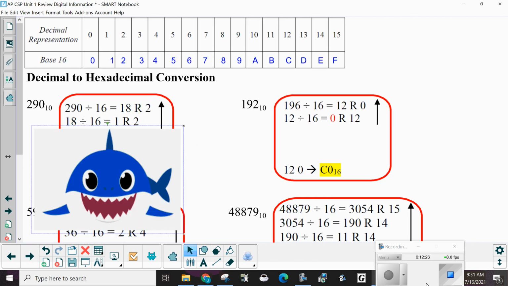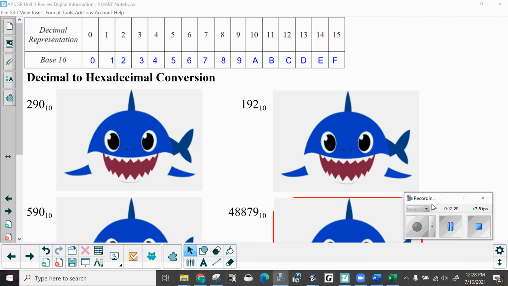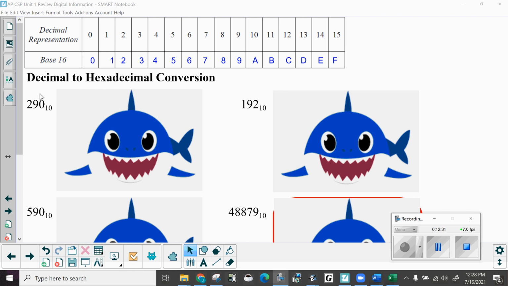Now, okay, so now we're going to do decimal to hexadecimal conversion. So you're going to do 290 base 10 into hex. How do you do that? Let's take a look at the first one. It's similar to going from decimal to binary. But let's take a look at it and see.